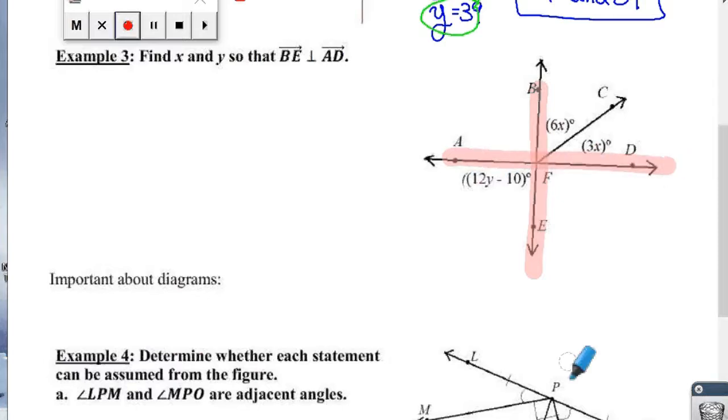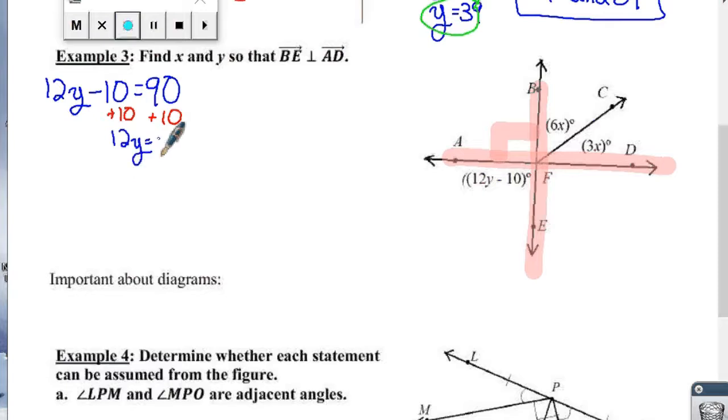Okay, if I want those to be perpendicular, remember perpendicular means it forms a 90-degree angle. Well, that means that all of these angles have to be 90 degrees. So this 12y minus 10 has to be a 90-degree angle. So I can use that to find y. So 12y minus 10 has to equal 90. Add 10 to both sides, and I'll get 12y equals 100.